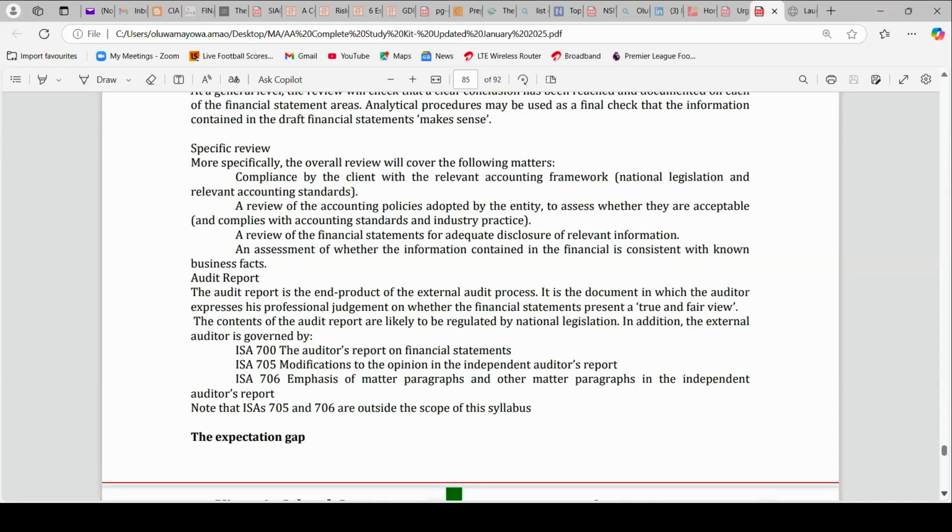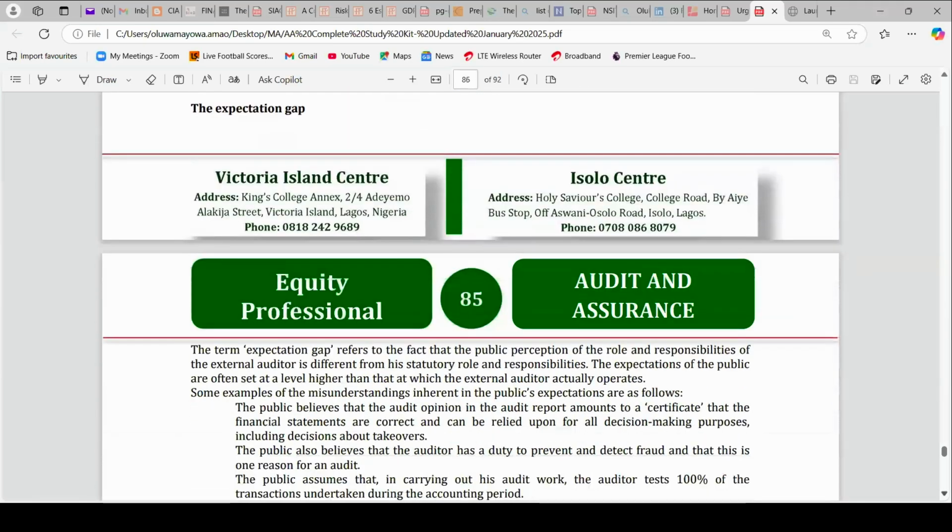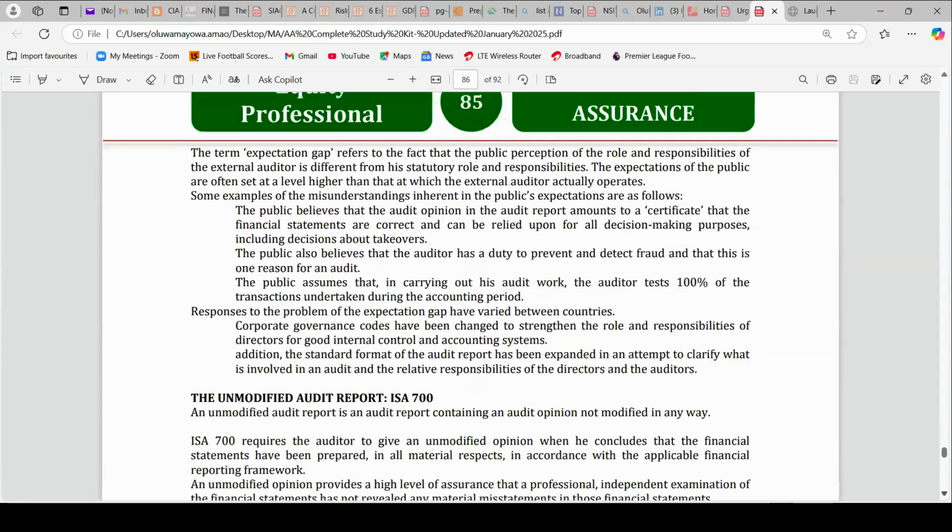But the public believe that. Then the other thing is that the public assume that when auditors carry out their work, they've tested all transactions 100%. But you and I know that auditors carry out only audit sampling. They don't test all transactions because if they should, then the audit will not finish. Take, for instance, some holding companies that are very big. But these are the things that the public believes that the auditors have come to do.